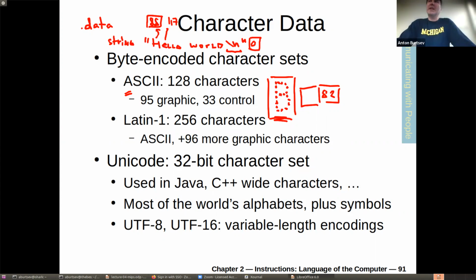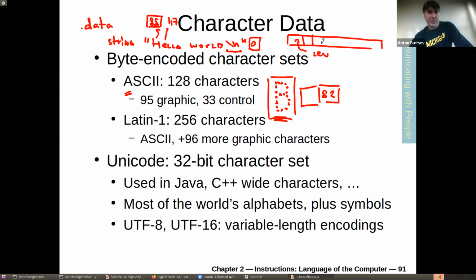A better representation might contain an array in memory, or a data structure, which might have a length in the first field, and then just the string data. It varies from language to language, but those are the 2 most popular.